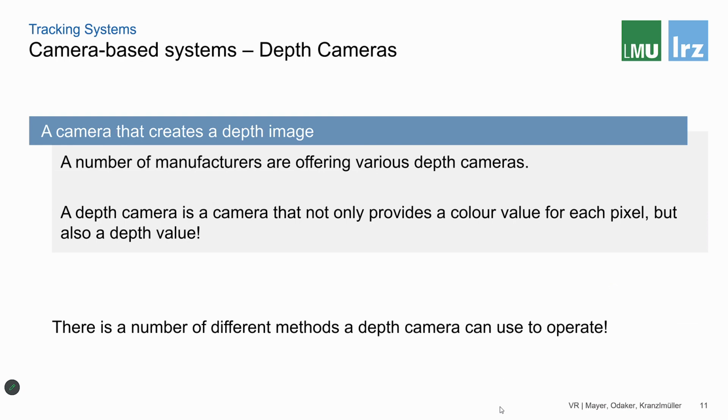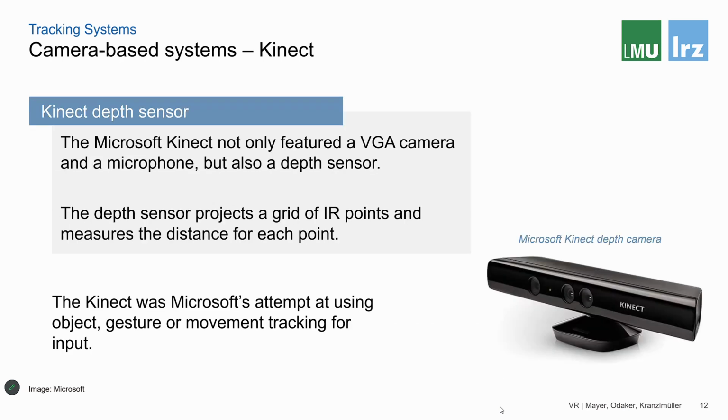One example of such a depth camera would be the Microsoft Kinect. I don't know if you actually remember the original Kinect. I think this was maybe 12 years ago, something like that. The original Kinect was an add-on to the Xbox, and Microsoft sold it as a gaming device, more or less. It was a special camera that you mounted on top of your TV, and you connected it to the Xbox system.